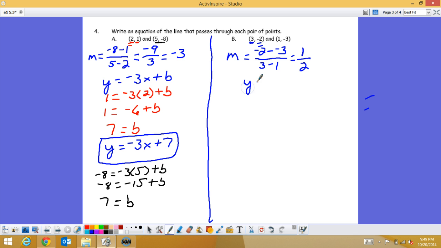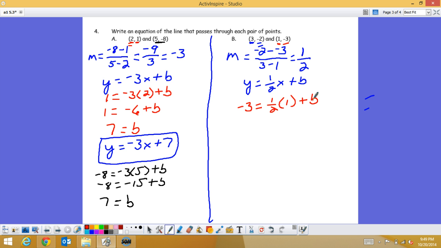So this is what we have so far. y is equal to 1/2 x plus our y-intercept, which is b, which we don't know yet. So what we're going to do is choose one of our points, and it doesn't matter which one. I'm going to choose this one this time. And I'm going to put the y coordinate, or -3, in for y. And I'm going to put the x coordinate, or 1, in for x.